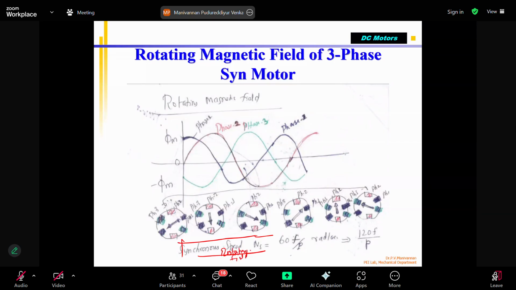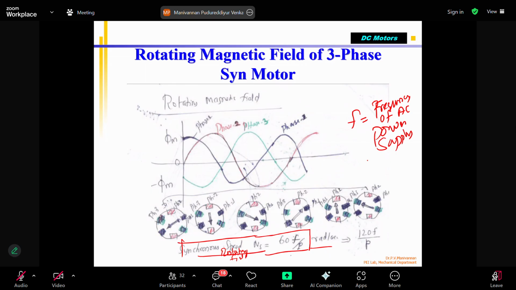Note down. We are giving 3-phase supply, because of that it is synchronous. N represents speed, subscript S represents synchronous speed. NS equal to 60 into F by P, or 120 F by P. You know the rotation speed can be mentioned in terms of radians per second, or cycles per second. 60 F divided by P, where F equal to the frequency of the AC power supply.